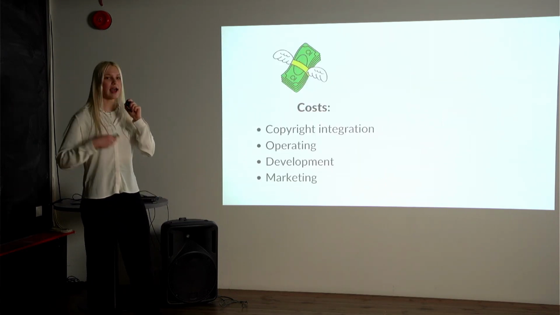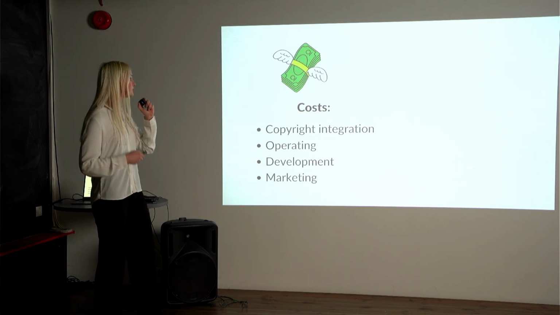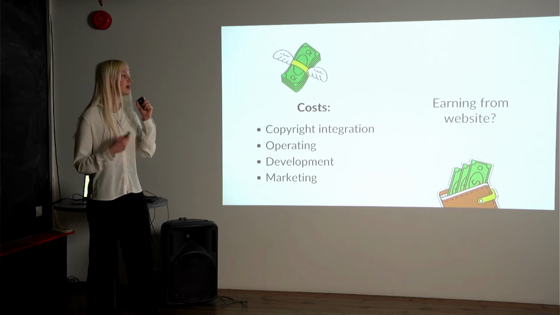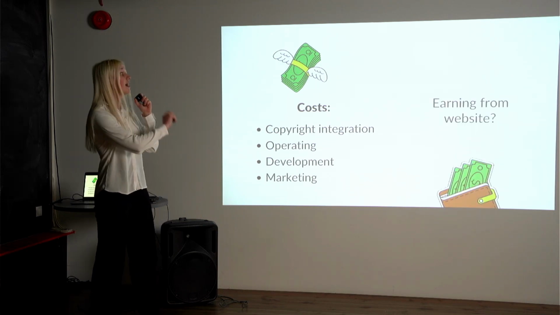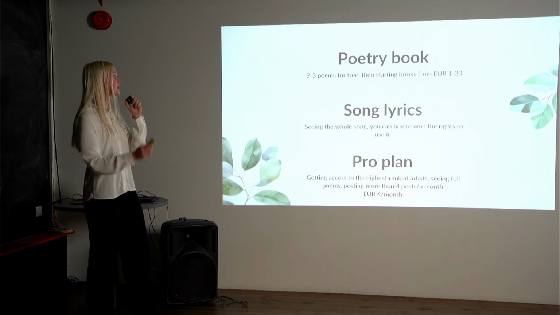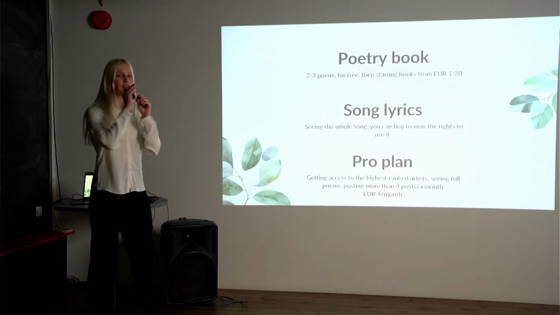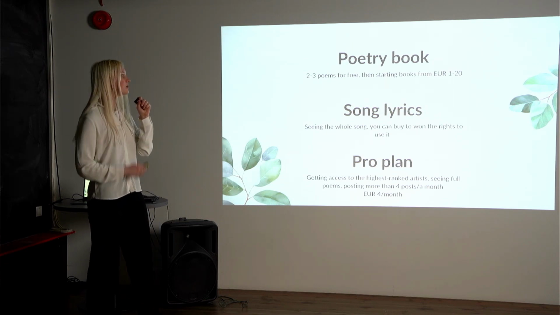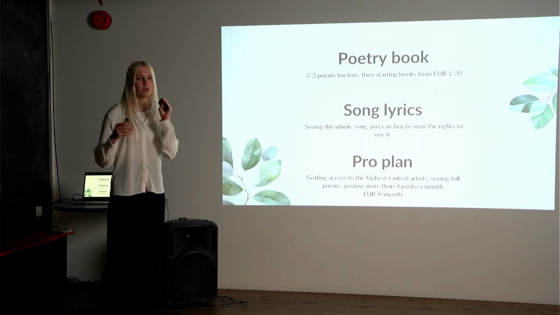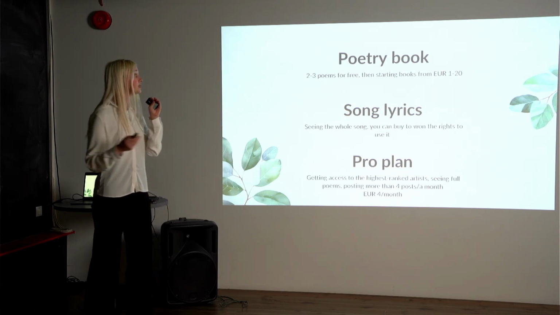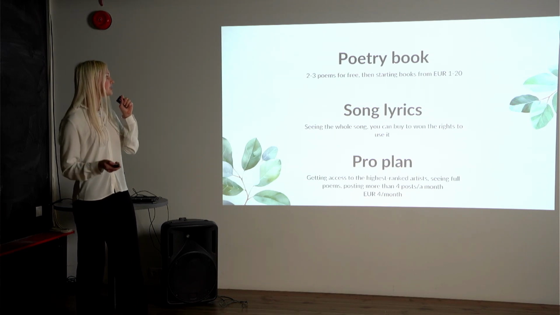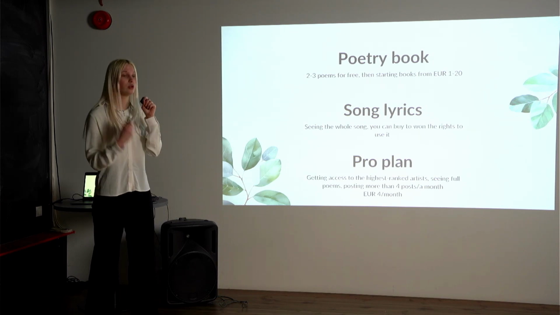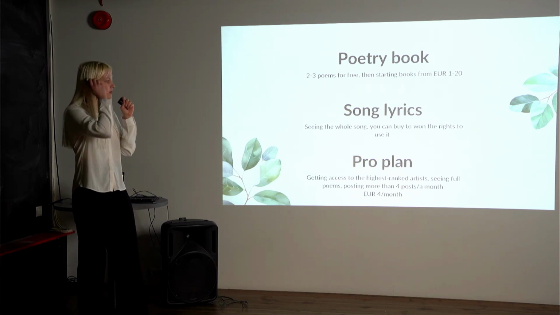Then this would come with a lot of costs: copyright integration costs, operating costs, development of the app costs, and marketing costs. And how would I earn from my app? I made a pricing plan. Poetry books would work so that there are 2 to 3 poems that people can see, and the rest of the book they could buy for 1 to 20 euros. From these interviews, I also understood how much people would be willing to pay. Song lyrics, you can see the whole song, but you can buy it so you can use it in your artwork and have the copyrights.